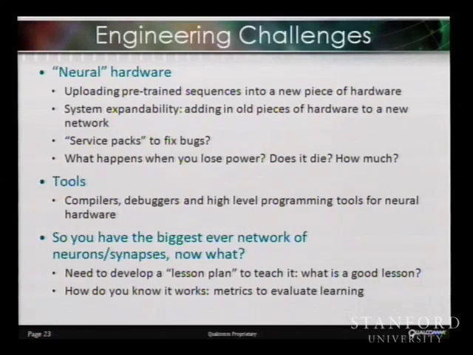This is just a very short list of the challenges in these kinds of networks.